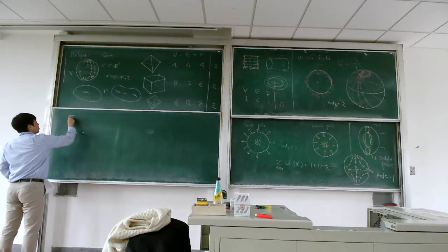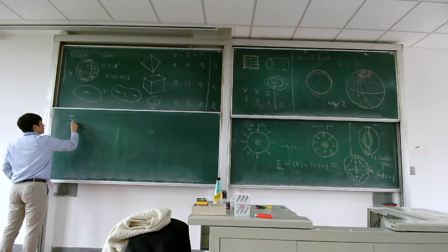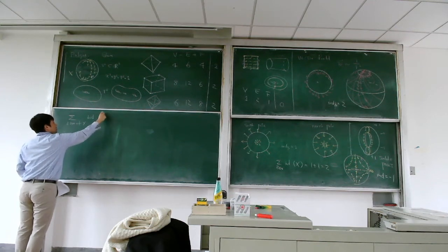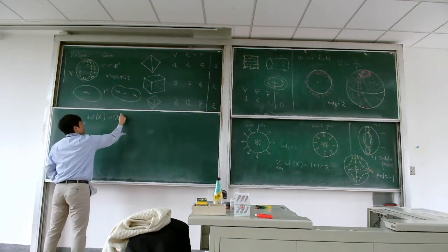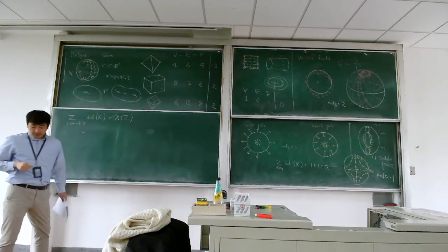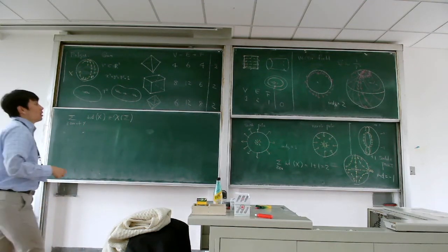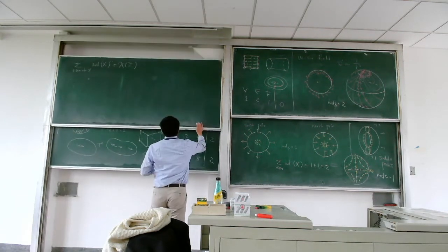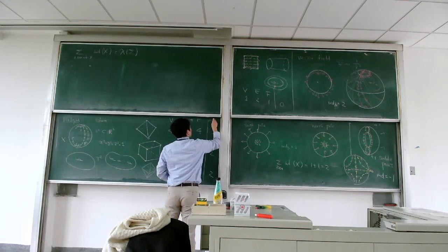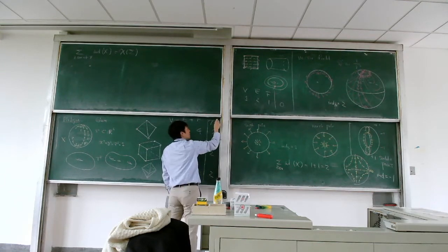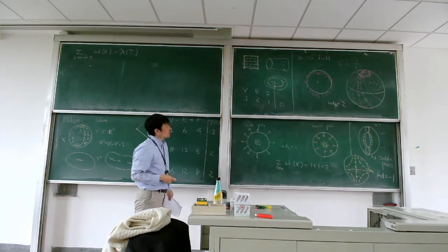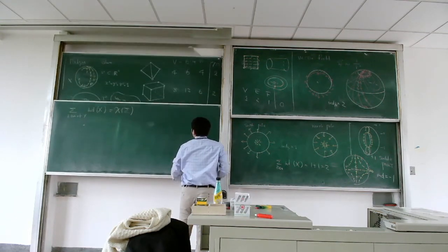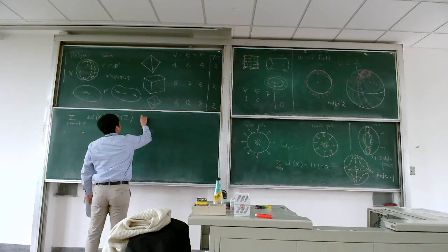So the sum over the zeros of a vector field of the index of x is equal to the Euler characteristic. This Euler characteristic is often written as chi. So Euler characteristic chi. This is called Poincaré-Hopf.